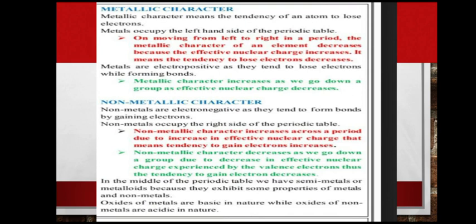While non-metallic character, as I told you, increases from left to right in a period because of the ability to gain electrons. Non-metallic character increases from left to right and decreases down the group, while metallic character increases down the group because of the decrease in the effective nuclear charge. Oxides of metals are basic in nature while oxides of non-metals are acidic in nature.